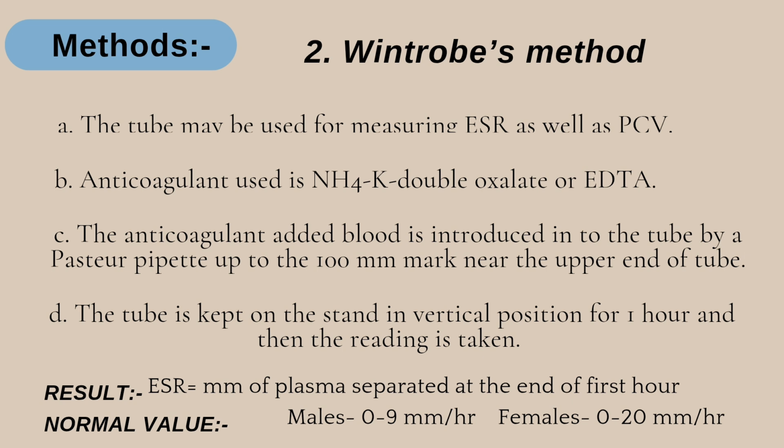How will we calculate the result? By using a simple formula: ESR is equal to millimeters of plasma separated at the end of the first hour. Normal value for males is 0 to 9 mm per hour. For females it's 0 to 20 mm per hour.